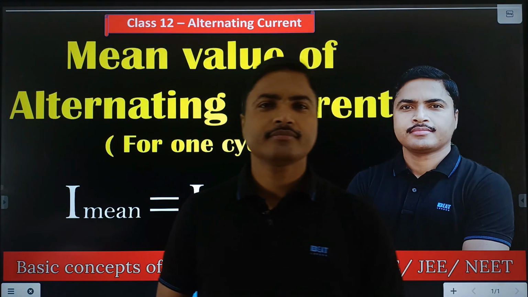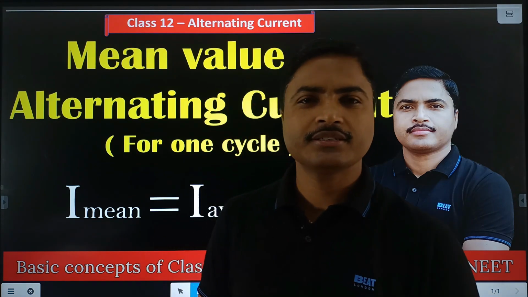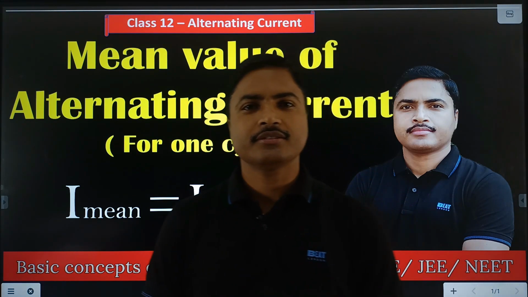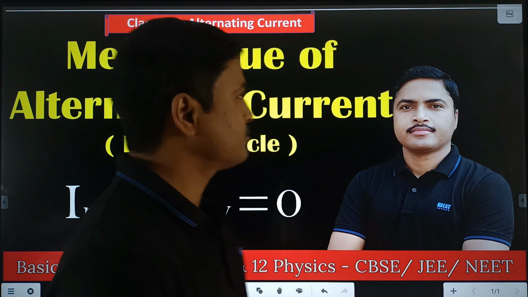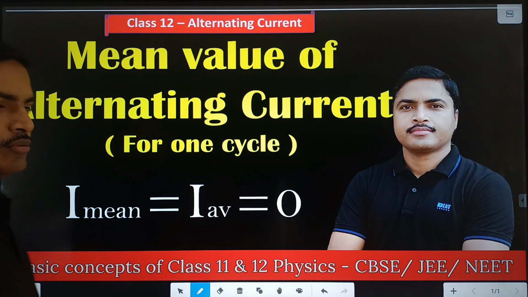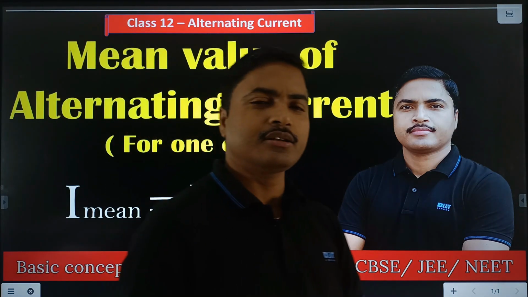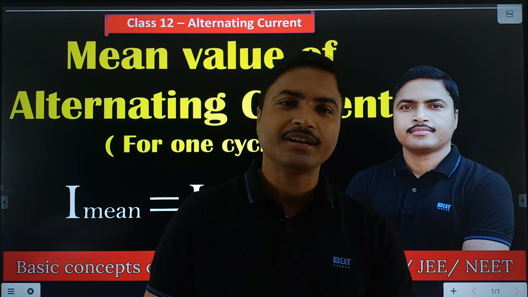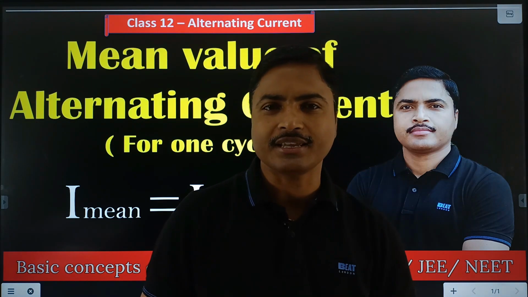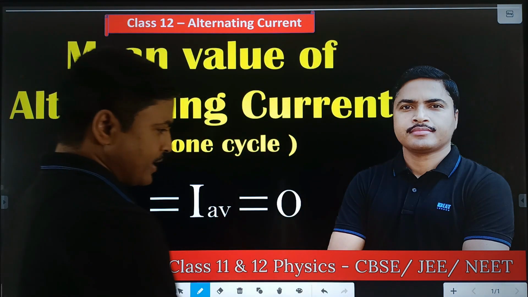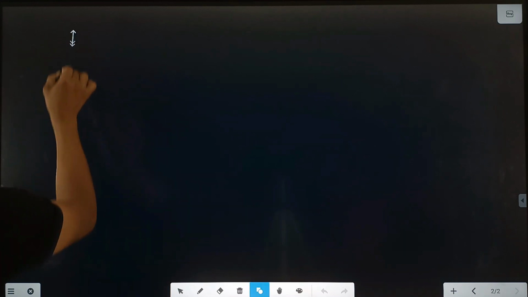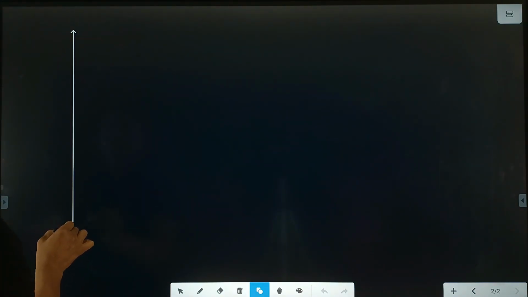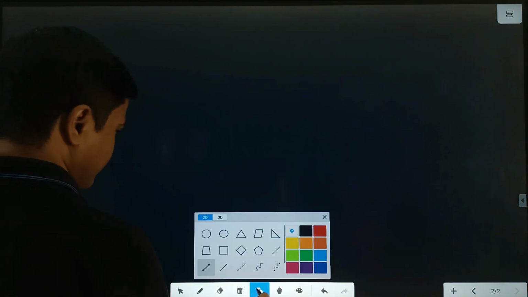Welcome to my class 12 Physics chapter, alternating current, and today we will discuss the mean value of alternating current for one complete cycle, not for half cycle. And you know about the alternating current. First we draw the graph of alternating current, or the waveform of alternating current.